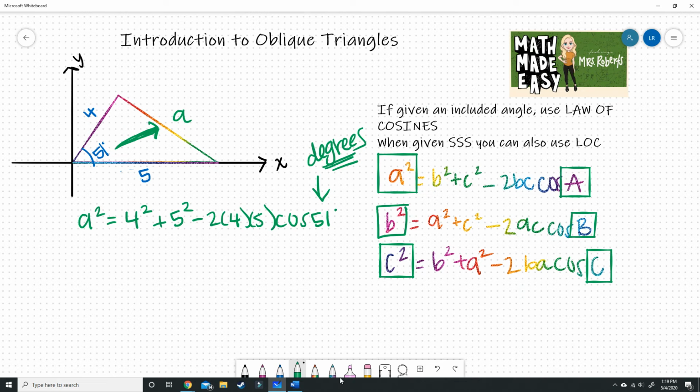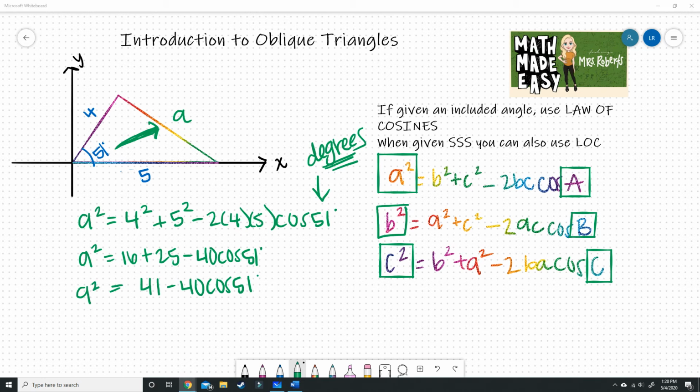Now, I like to simplify as much as I can before I plug it into my calculator. So 4 squared is 16, 5 squared is 25, and 2 times 4 times 5 is 40. 16 plus 25 is 41, minus 40 cosine of 51, and that's going to be a squared. Now I can plug that into my calculator, and of course, we could plug it in at the beginning as well.